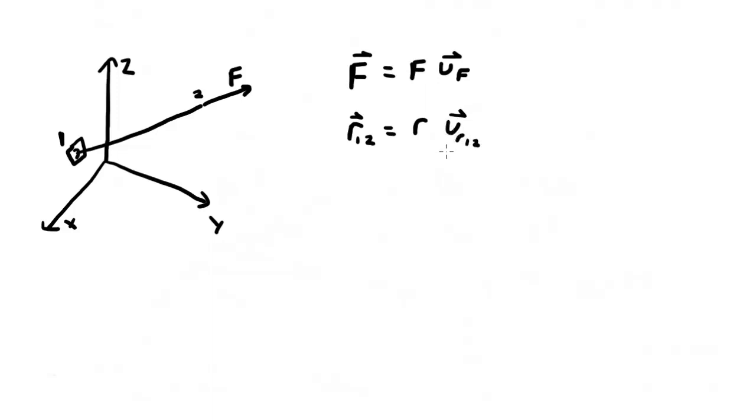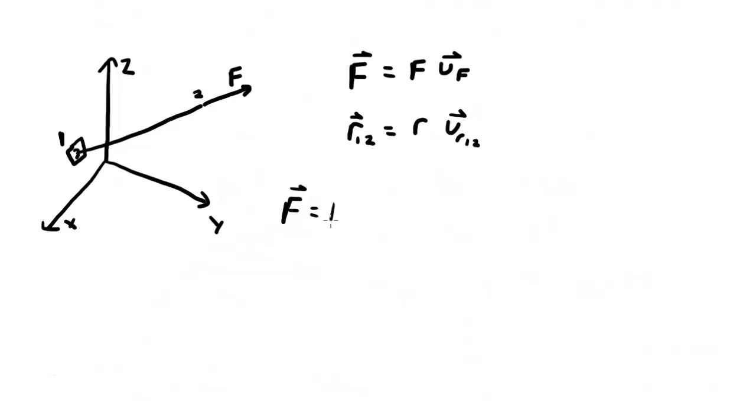We now know that UF and UR12 define the same direction. In both cases, we're going this way, right? So maybe that's going towards France. Okay, they define the same direction. That means that we can replace UF with UR12.